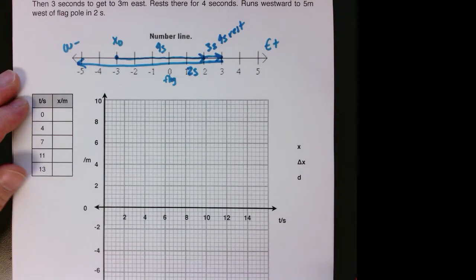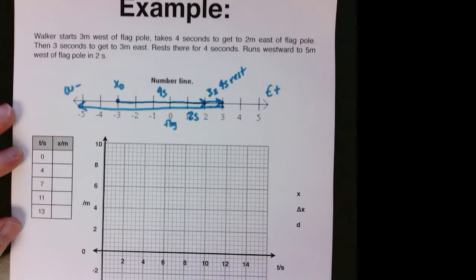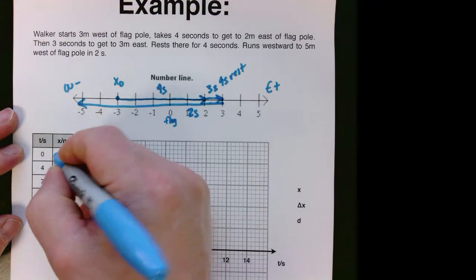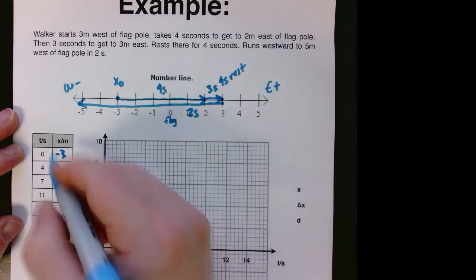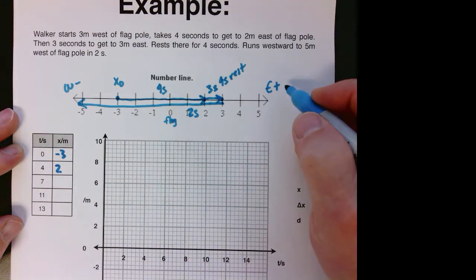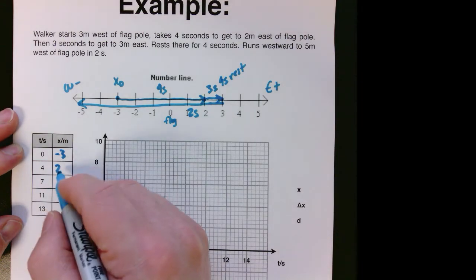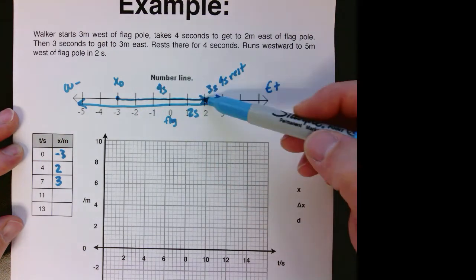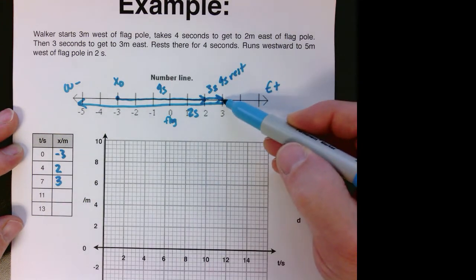Let's first make a graph of the position. We could think of having a data table here, and I've already filled in the critical times. The critical time is time 0, first of all, and that's the initial position where they started, which is -3. At time 4, they arrive at 2 meters east. And then after an additional 3 seconds, they arrive at a position of 3. So 4 seconds to here, and at the end of an additional 3 seconds, or a total time of 7 seconds, they're at a position of 3.